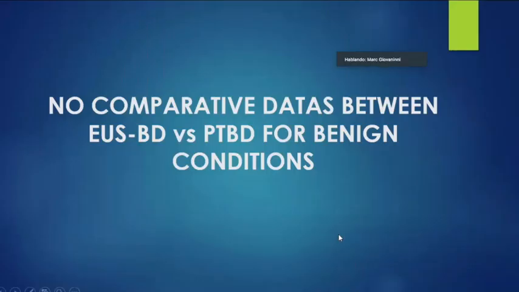There is no comparative data between EUS-BD versus PTBD for benign conditions, but we now prefer to use the EUS-BD route because it's easier, because for PTBD, mainly we face patients with a normal bile duct or very mild dilation of the bile ducts, and also the complication rate is higher for PTBD because mainly we face patients operated with a previous surgery, in which the fibrosis induced by the surgery dramatically reduces the risk of bile leakage.